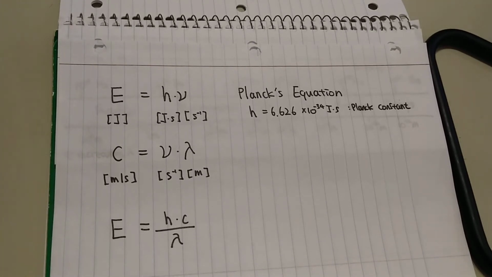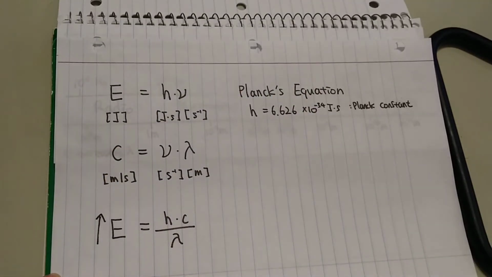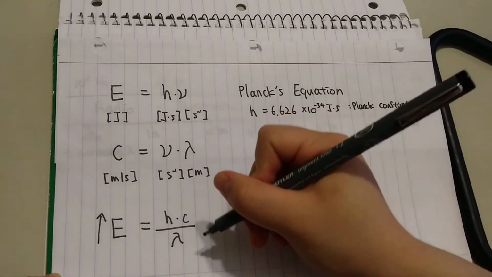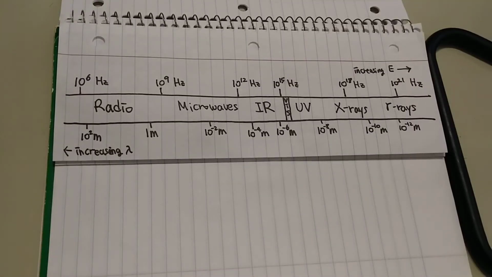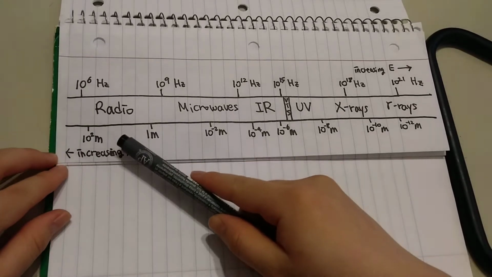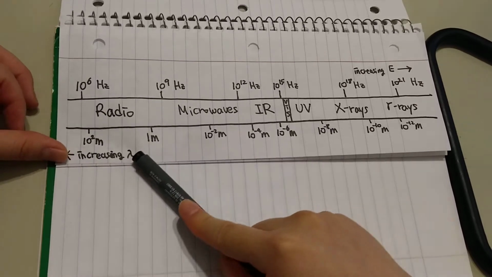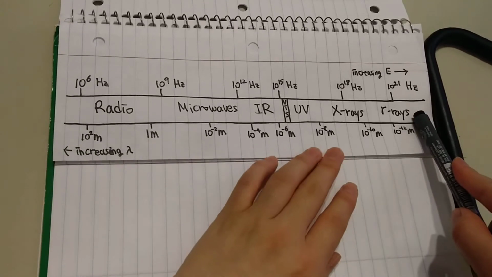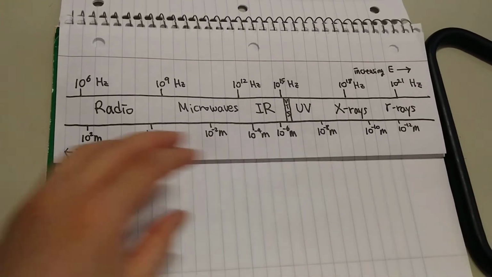So as energy increases, wavelength becomes shorter. So if we see the diagram again, radio wave is small in energy and larger in wavelength, and gamma ray is large in energy and short in wavelength.